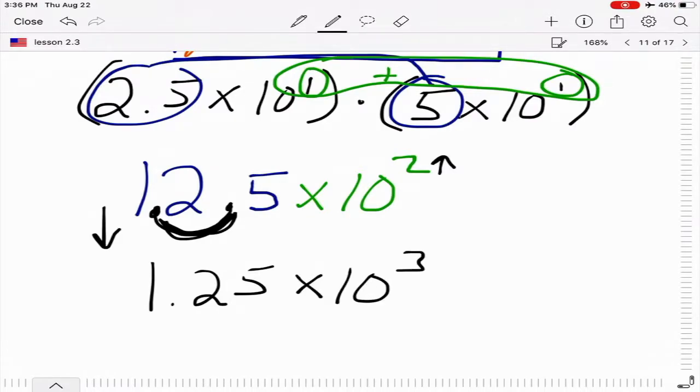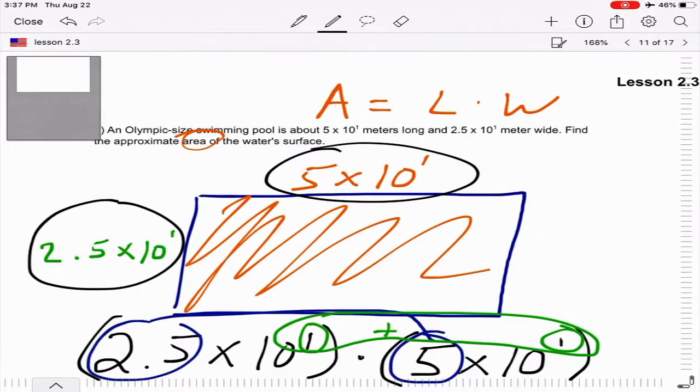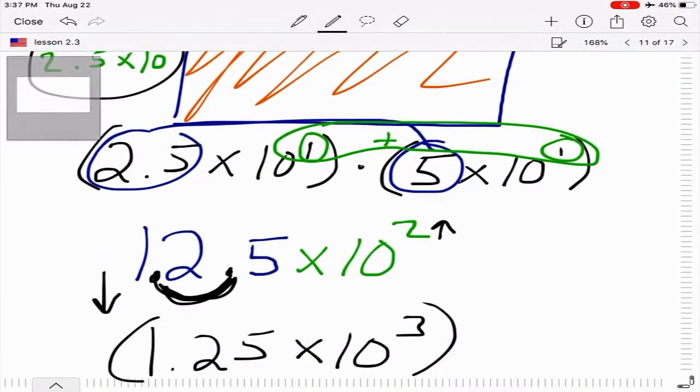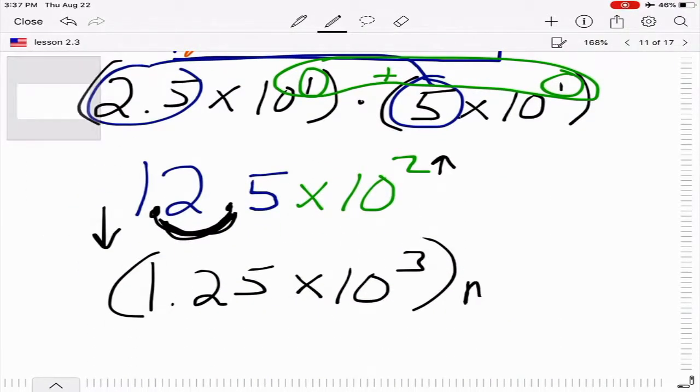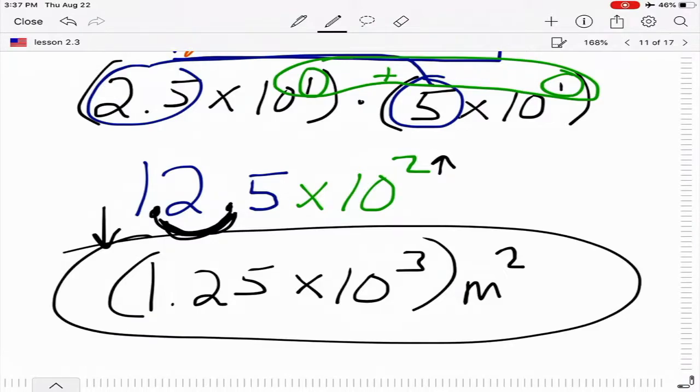And then you have one more thing that you have to do. Don't forget this is a word problem, so we need labels. And it says meter long. So it's technically meter squared, right? Area is always unit squared. So feet squared, meter squared, centimeter squared. So in this case, because it's meter, my answer is a meter squared. So my final answer is 1.25 times 10 to the third power meter squared.